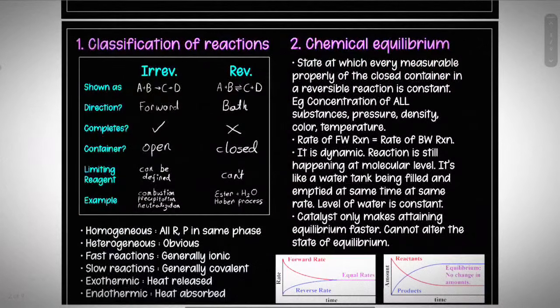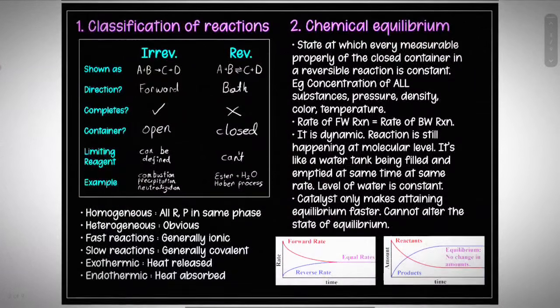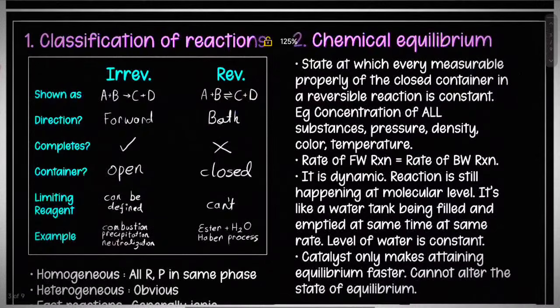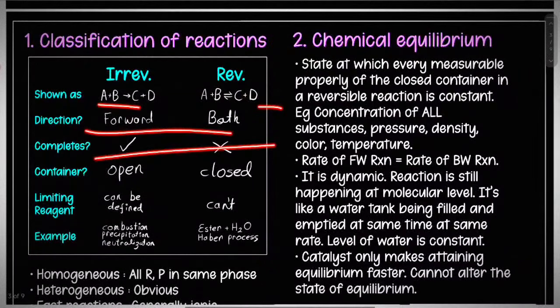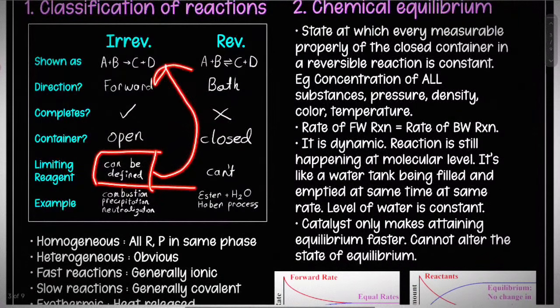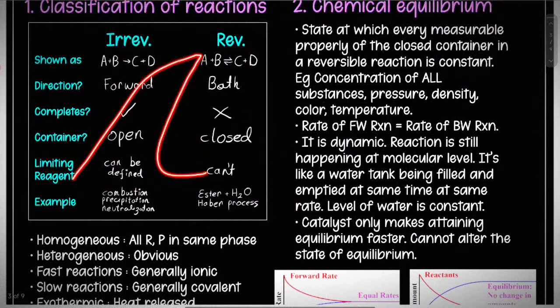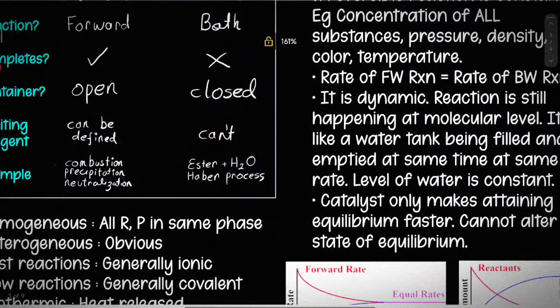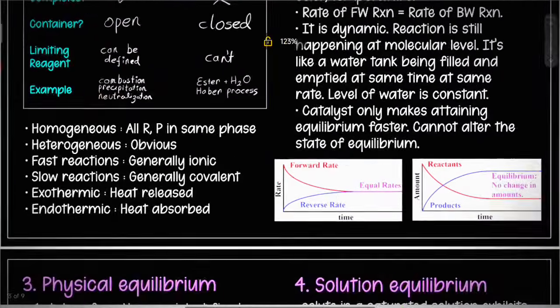First of all, we can classify reactions on the basis of their reversibility, whether those reactions can be reversed or not. If they're irreversible, they are shown like this. Here are more points that I have written. Do keep in mind, limiting reagent can only be defined in an irreversible reaction, not in the case of a reversible reaction. And here are some examples for both of them.